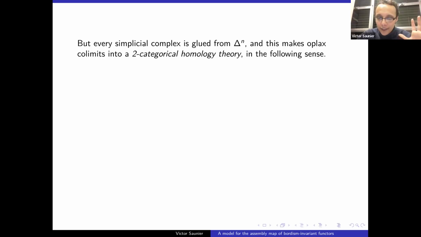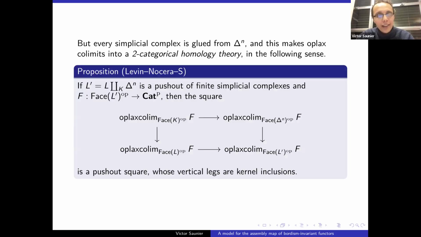And this is an instance of this two-categorical homology theory that I was talking about on Cauchy's hat. Except now I don't have to do Poincare categories. This is just the following fact. If I give you a simplicial complex and I realize it as having added some face delta n to a finite simplicial complex L, so it's some finite simplicial complex L prime, obtained by pushing out, gluing a delta n to L, then I claim that any functor from the positive faces of this glued L prime fits into a push-out square.